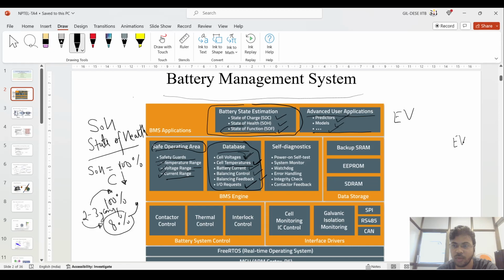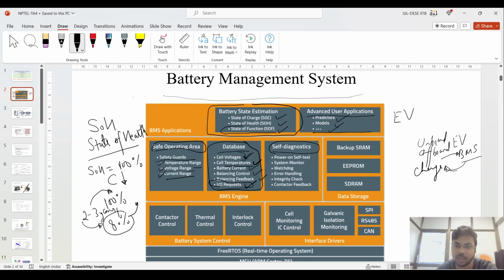IO request in what sense? Suppose I am taking the example of the EV. How do you charge this EV? An EV has certain onboard or offboard chargers, and the EV has this battery, and the BMS is there. So the onboard charger gives a request to this BMS to send the power for charging the battery. Then the BMS acknowledges that, giving a certain request to the offboard and onboard charger to get the power for charging the battery. So this IO request is also there in the database.